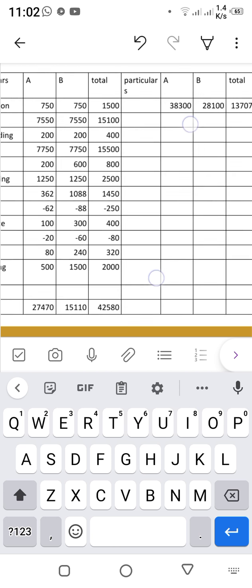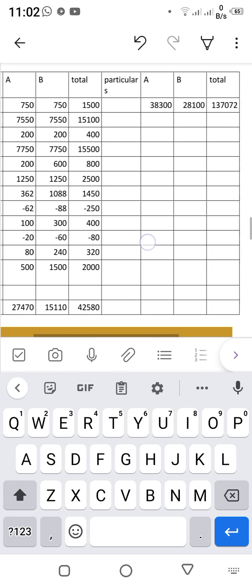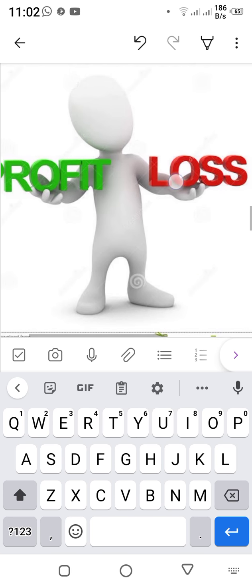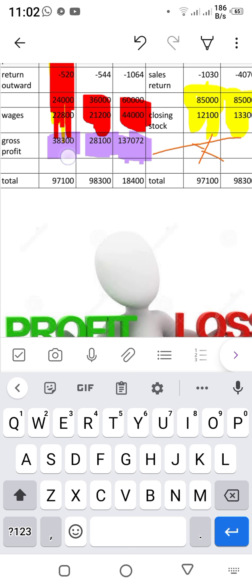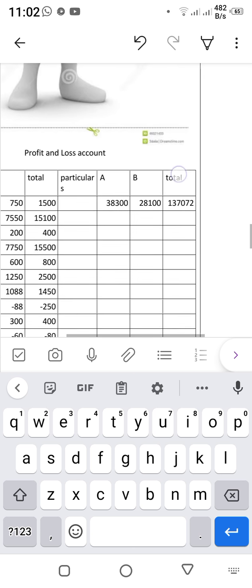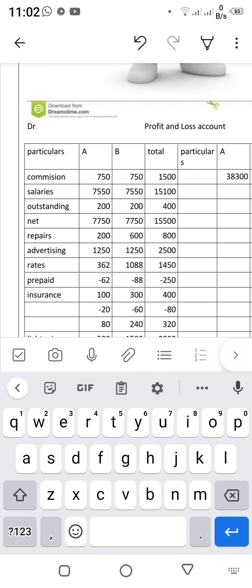In profit and loss account, all the expenses will appear on the debit side and all the profits will appear on the credit side. The 38300, 28100, 13702, the profit which I have taken from this purple amount. These three purple amounts appear on the credit side of the profit and loss account.